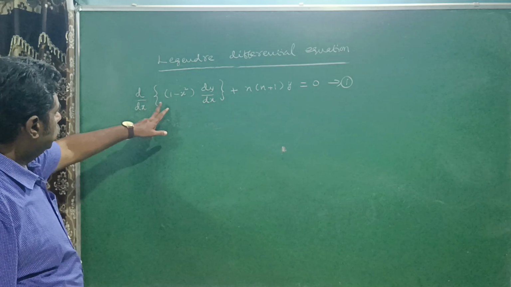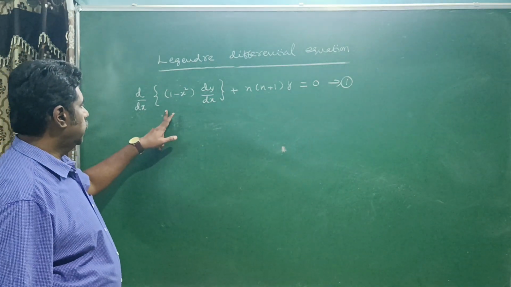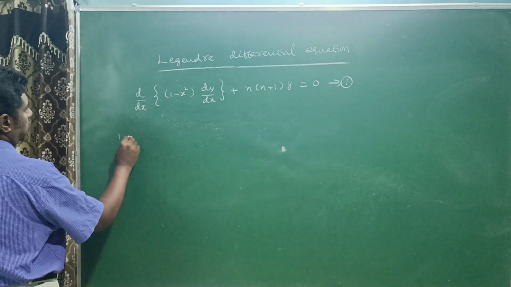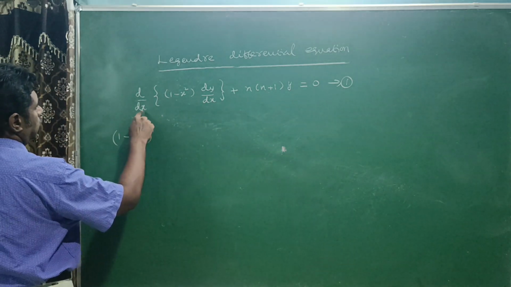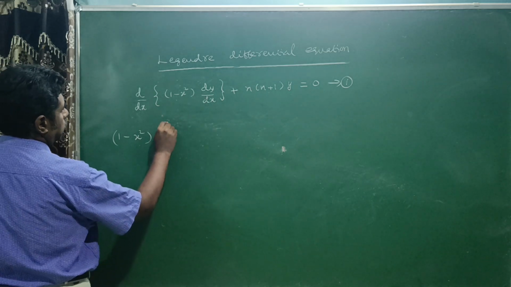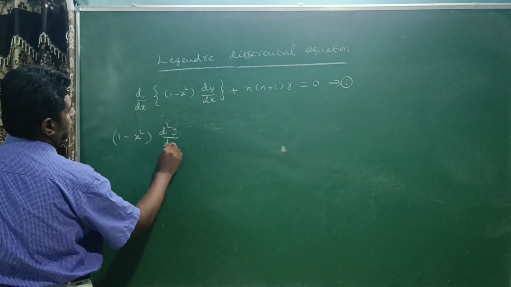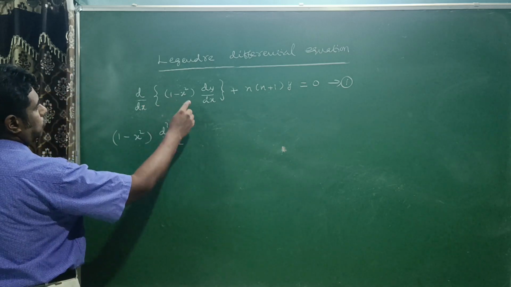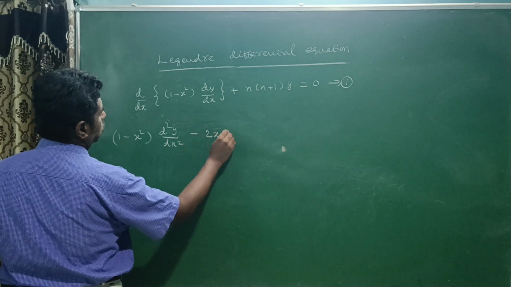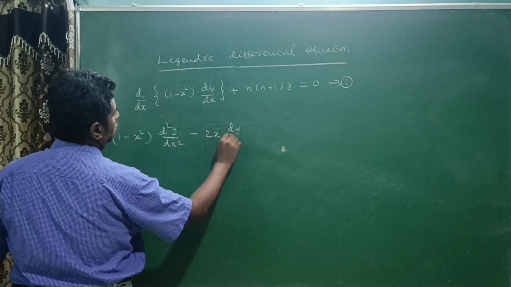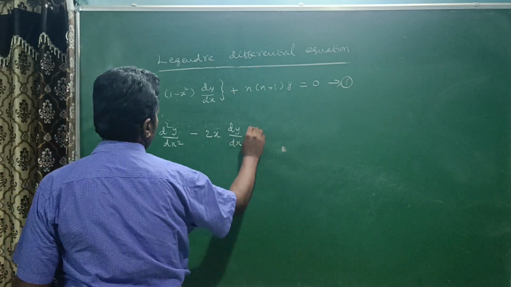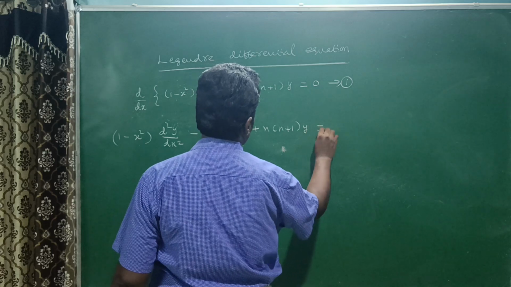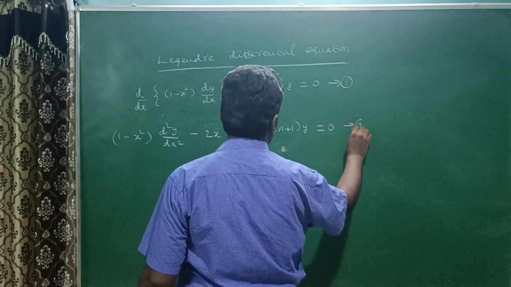Now we have to differentiate this factor. This is u, this is v. There is 1 minus x square d by dx of dy by dx, which is d square y divided by dx square. Then d by dx of 1 minus x square is minus 2x. Write down this term dy by dx plus n into (n plus 1) y equal to 0. This is equation 2.